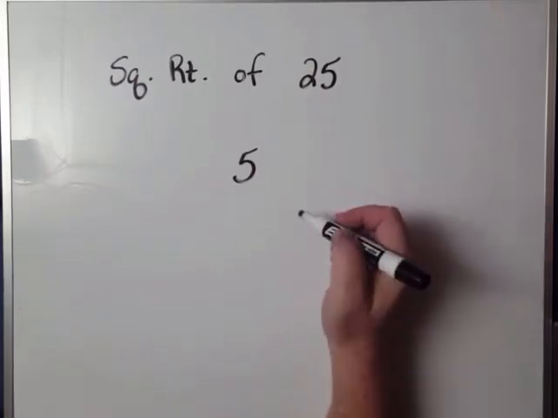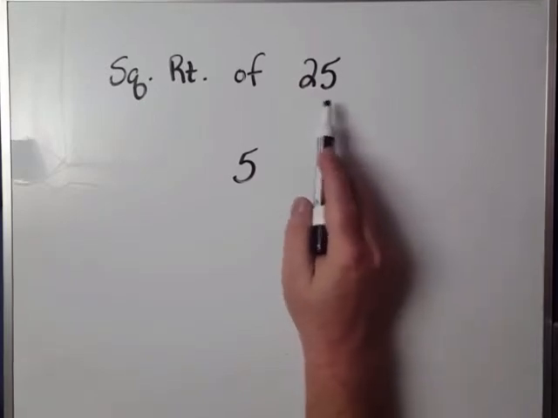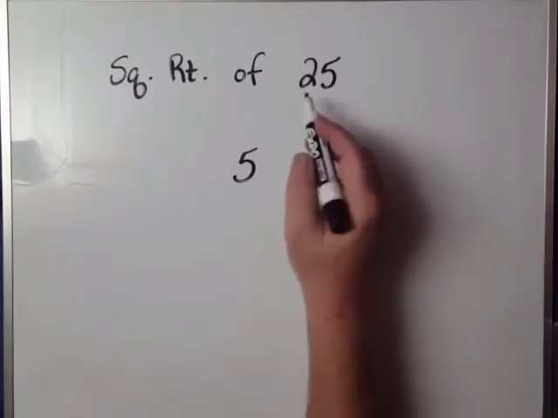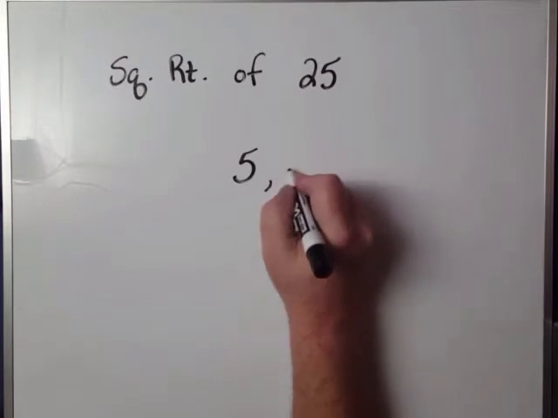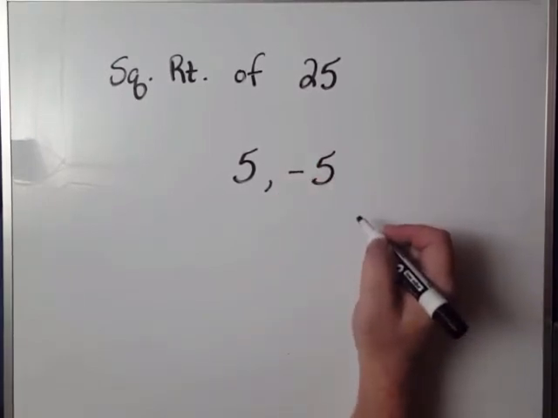But there is another number that when you square it, it also gives you 25. Do you know what number that is? What other number when squared gives me positive 25? If you square negative 5, you also get positive 25.